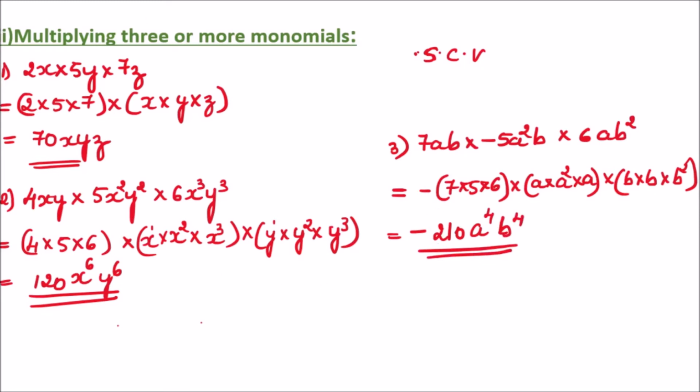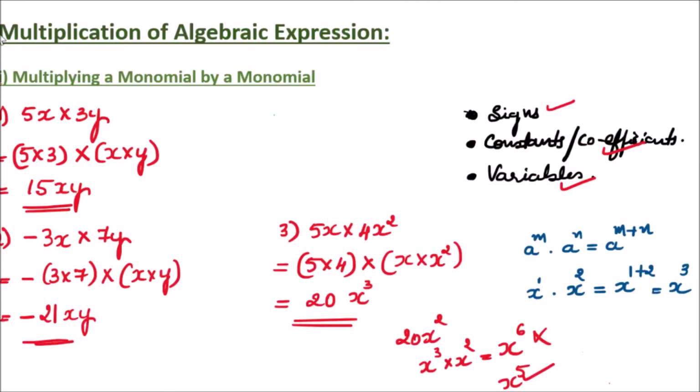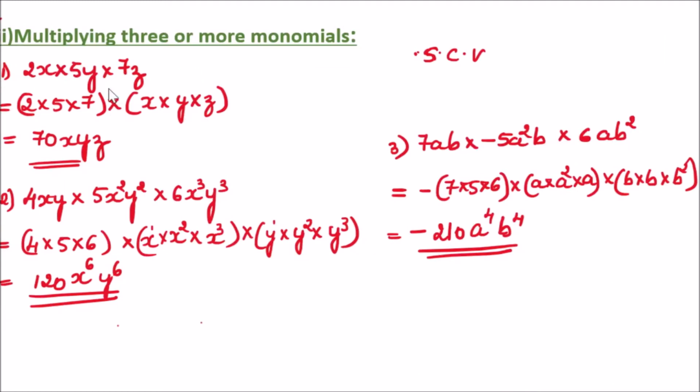So this is important from the point of view of examination, a 1 mark question. Here also we have seen multiplying a monomial by a monomial, it may come for a 1 mark question, and here also multiplying 3 or more monomials we have seen, in that also such a type of question can be asked for a 1 mark question. When I write 1 asterisk mark, it is important, okay.